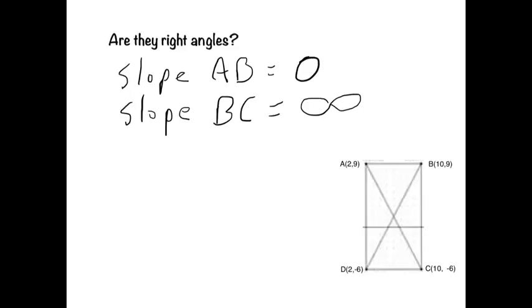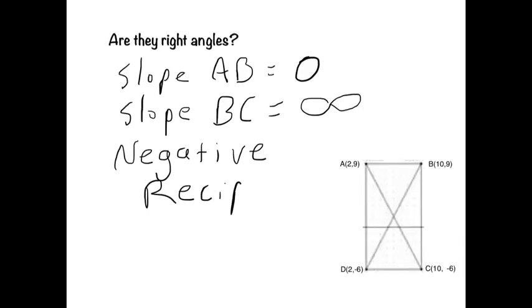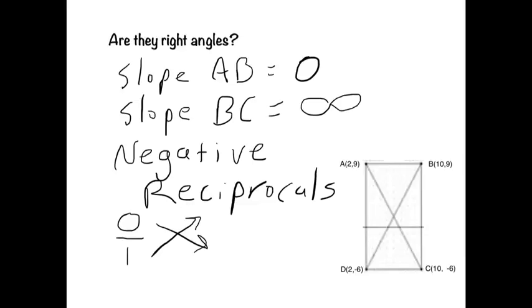To meet at right angles, two lines have to be what we call negative reciprocals. Negative reciprocals. Two big words, but negative just means that the signs are opposite. One is positive, one is negative. And reciprocals means that they are flip-flopped fractions. So for example, 0 over 1 flip-flops. The numerator becomes the denominator.